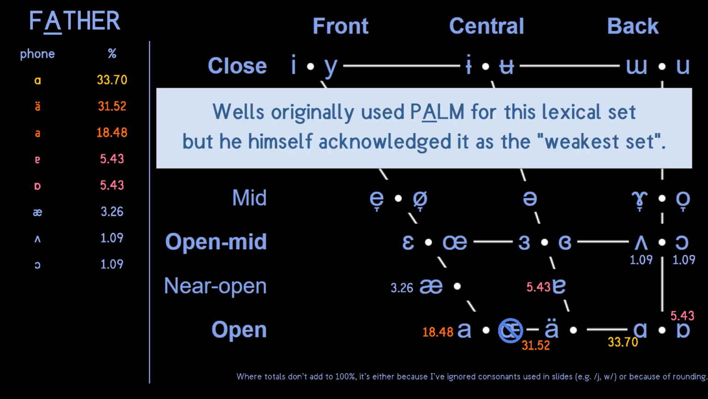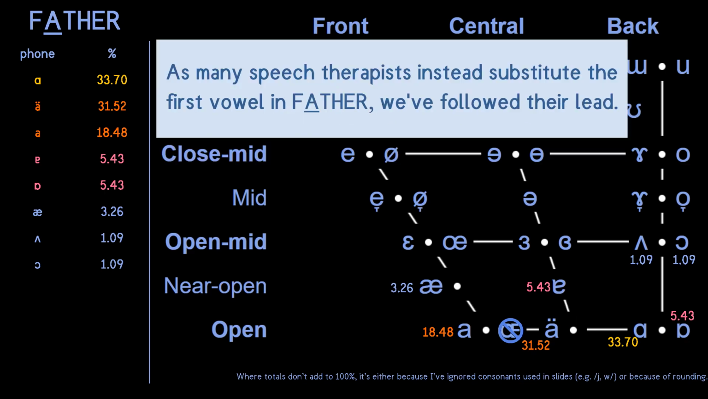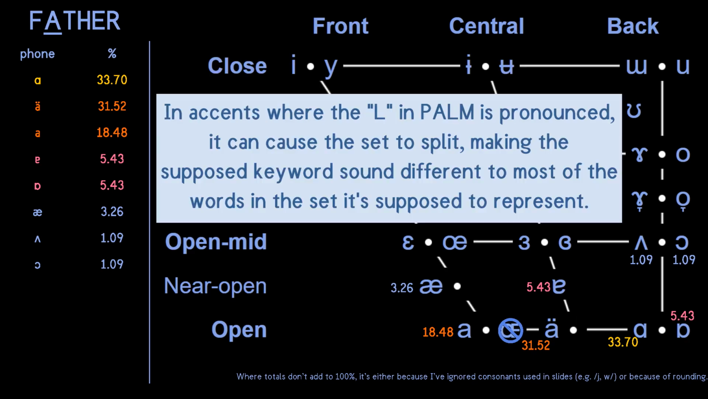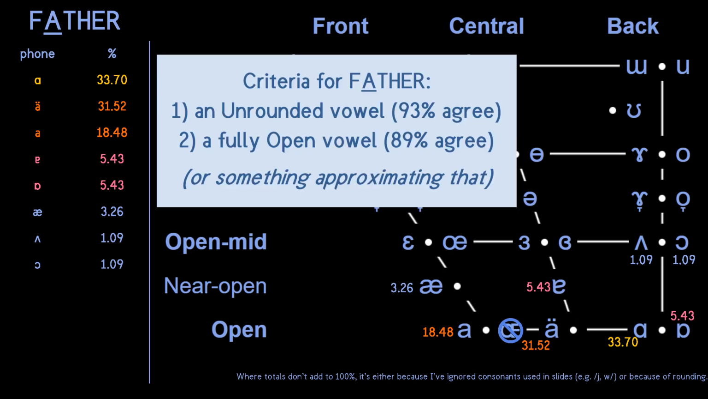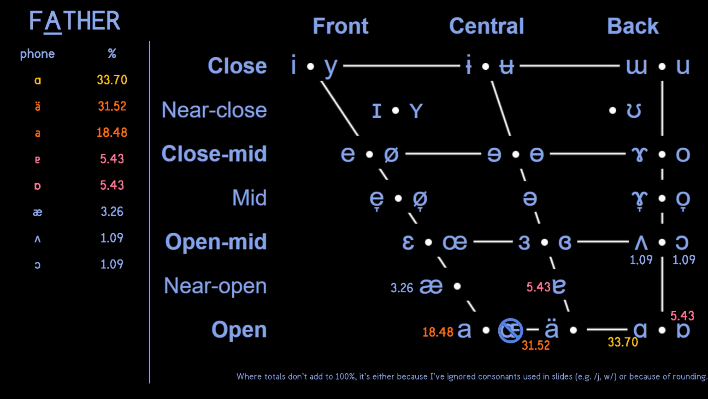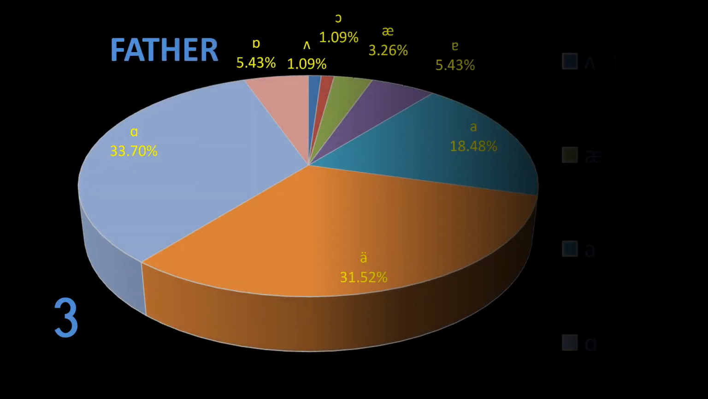So what is it that distinguishes the father vowel from other sets? I would propose that there are two factors. One, the vowel is unrounded, and two, it is a fully open vowel. Do you agree? Here's the pie chart.